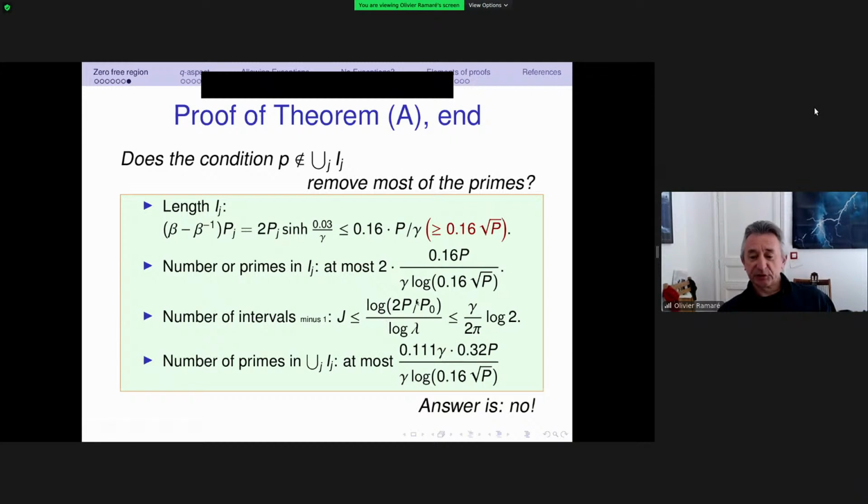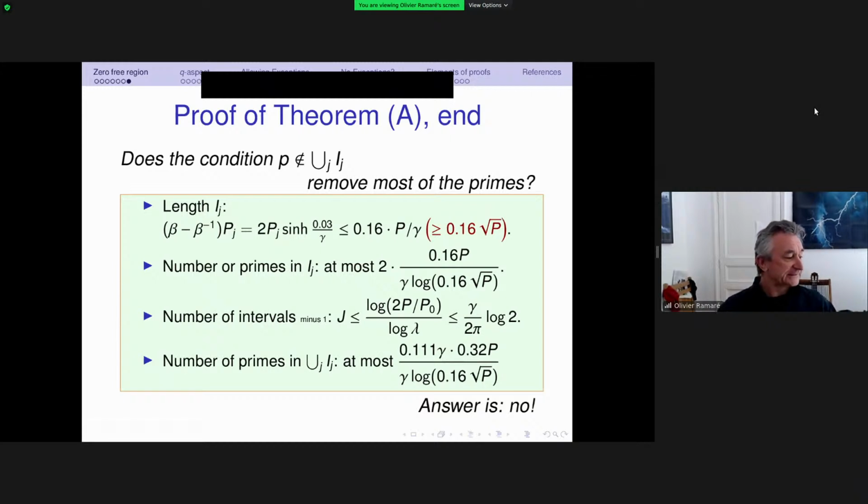Get an idea of the number of intervals, multiply all of that, and you get that the total number of primes is essentially p upon log p times something which is a small constant, and this constant can be less than the number of primes. So it means that you have a positive proportion of the primes that are outside of this interval, and that gives you theorem A. So you see, it's a simple consequence of the non-accumulation of primes in an interval.